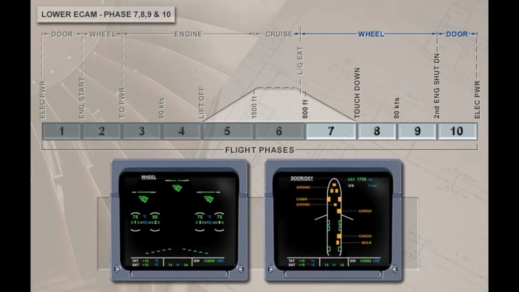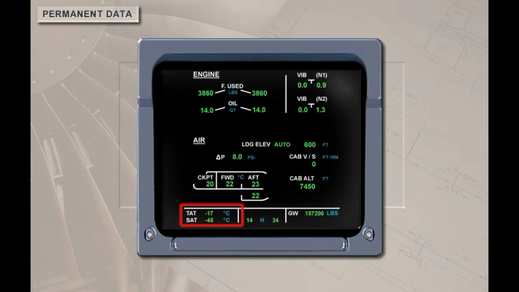The wheel page is displayed when the landing gear is extended through phase 9 until the last engine has been shut down, whereupon the door page is once again displayed. The bottom portion of the lower ECAM is reserved for a permanent display of TAT, SAT, time, and after the second engine has been started, gross weight.